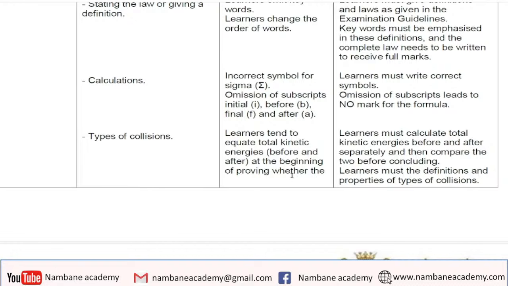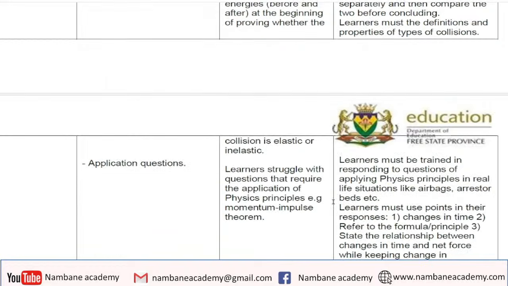So whenever we prove, please calculate total before collision aside. Calculate total after collision aside. Then after finding the values, you then compare. You then tell us if they are equal or not. You can then say total before is not equal to total after. Then once you have done that, you can conclude to say the collision is elastic or the collision is inelastic. Those are smaller things that learners do, but they lead to them losing marks. So please be careful whenever it comes to this issue of proving.